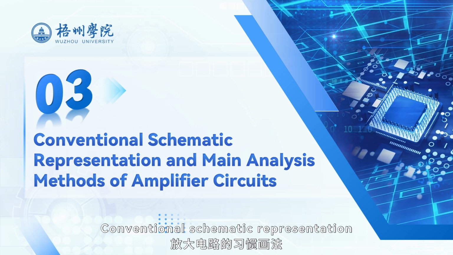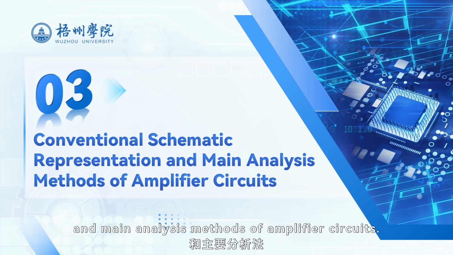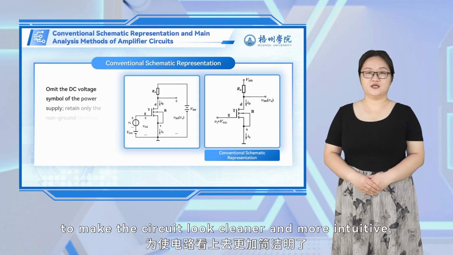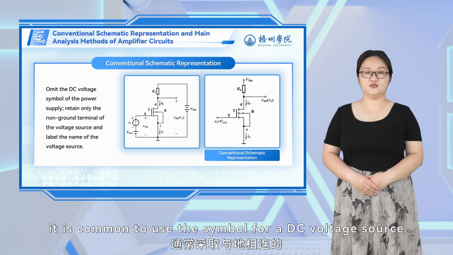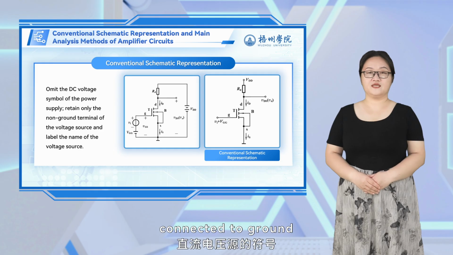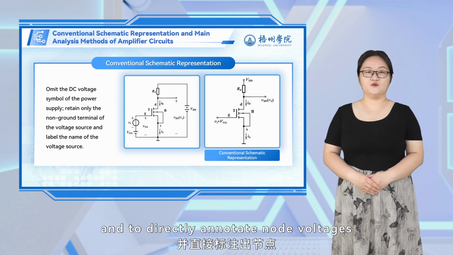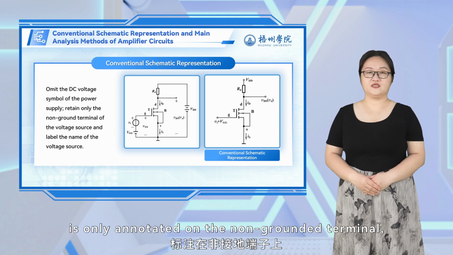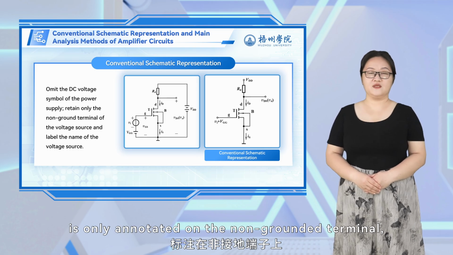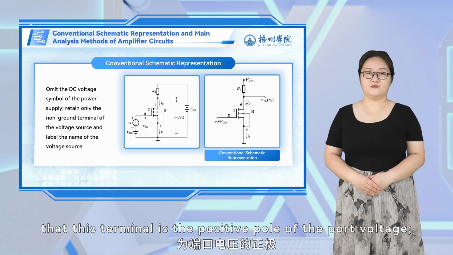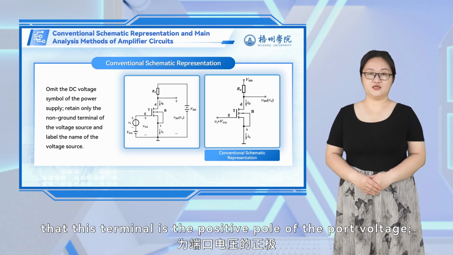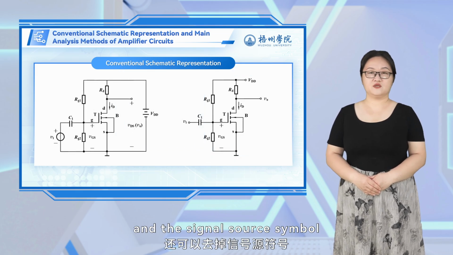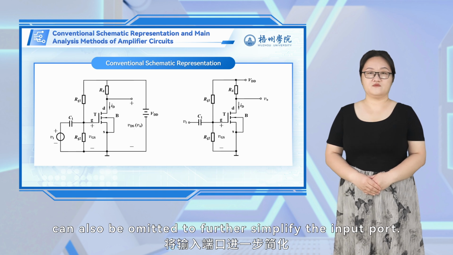Conventional schematic representation of amplifier circuits. In electronic engineering, to make the circuit look cleaner and more intuitive, it is common to use the symbol for a DC voltage source connected to ground and to directly annotate node voltages with respect to ground. Moreover, for some ground terminals, the port voltage is only annotated on the non-grounded terminal, with the implicit assumption that this terminal is the positive pole of the port voltage. This drawing method is often called the conventional representation, and the signal source symbol can also be omitted to further simplify the input port.